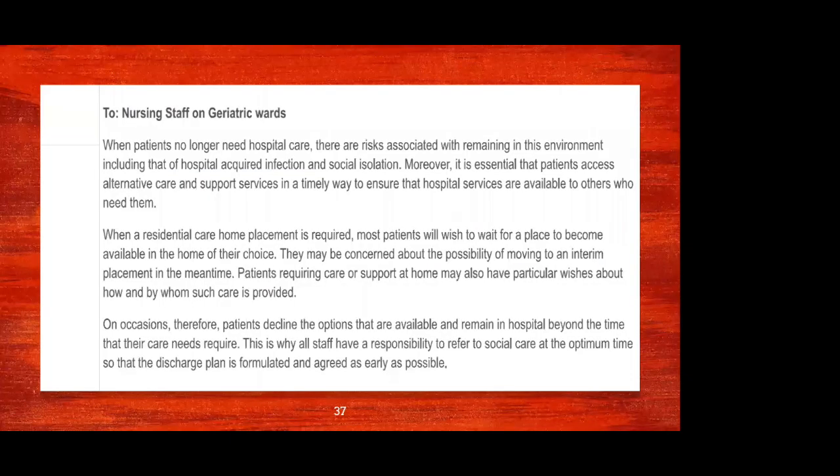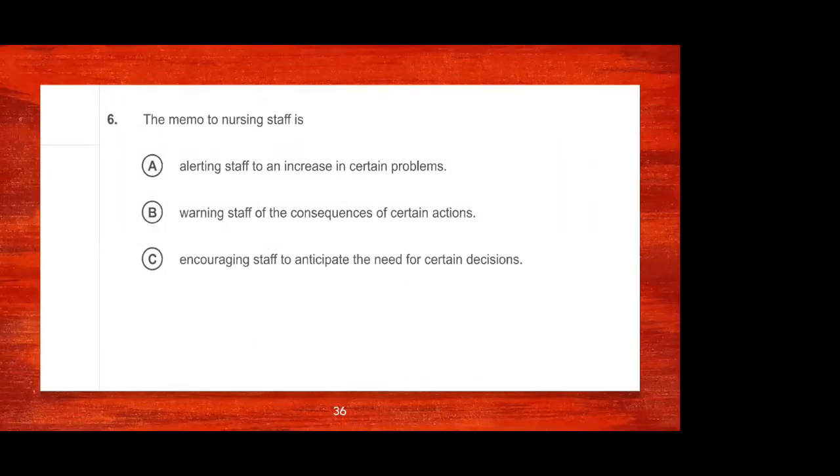On occasions, therefore, patients decline the options that are available and remain in hospital beyond the time that their care needs recur. This is why all staff have responsibility to refer to social care at the optimum time, right? So the discharge plan is formulated and agreed as early as possible. So the option is alerting staff to an increase in certain problems. Even if you consider it as an alert, read the full thing: to an increase in certain problems.